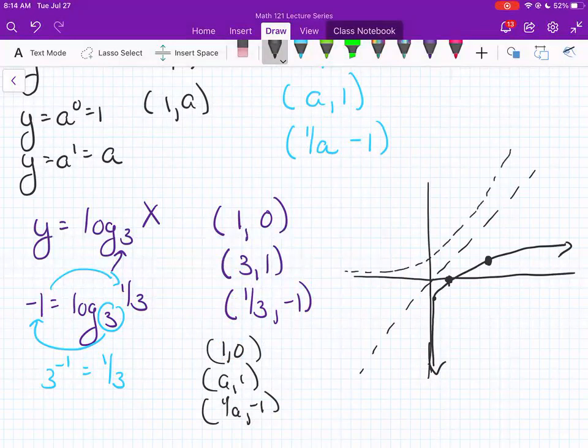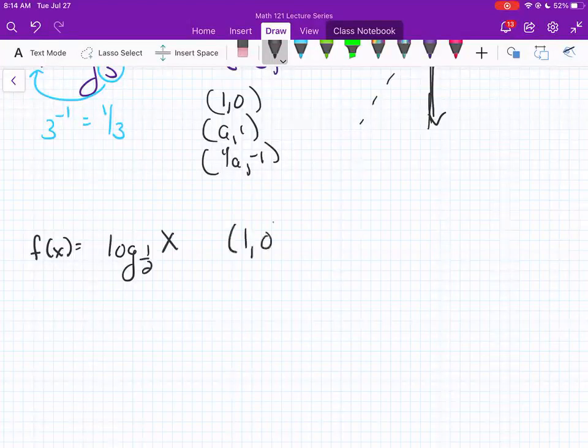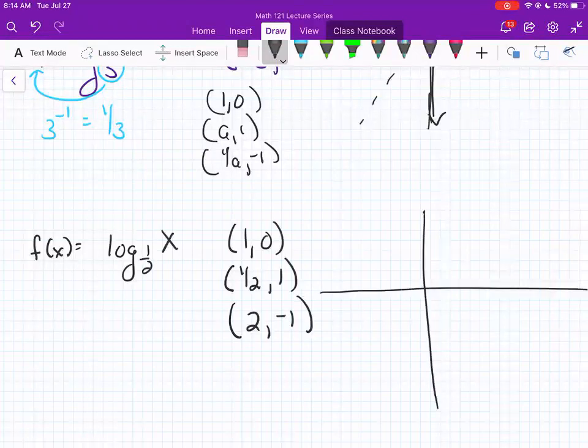If we move down and do a second example, consider something like f of x equals log base 1/2 of x. Our points are going to be (1, 0), (a, 1), which in this case is going to be (1/2, 1), and then (1 over a, negative 1), which is going to be (2, negative 1). So we can then plot those points, (1, 0), (1/2, 1), and then the point (2, negative 1). And our graph this time will proceed down.